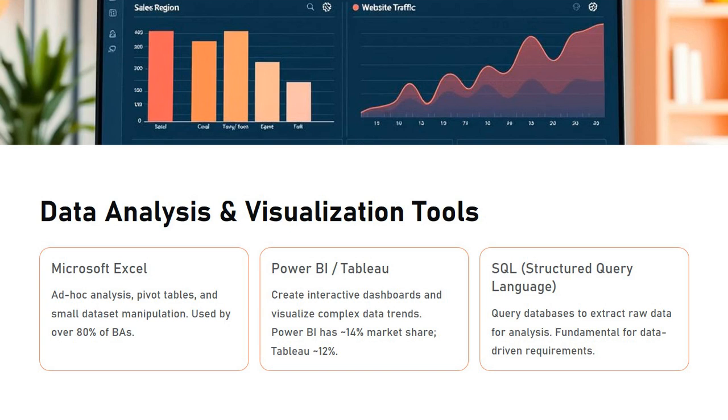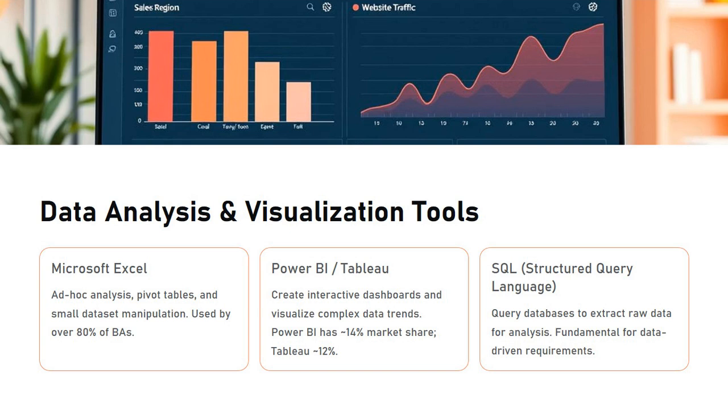Data analysis and visualization tools are vital for business analysts to interpret and communicate insights effectively. Microsoft Excel is widely used by over 80% of BAs for ad hoc analysis, pivot tables, and managing small data sets. For more advanced and interactive data visualization, Power BI and Tableau enable the creation of dashboards that reveal complex trends. Power BI holds about 14% market share, while Tableau has around 12%.